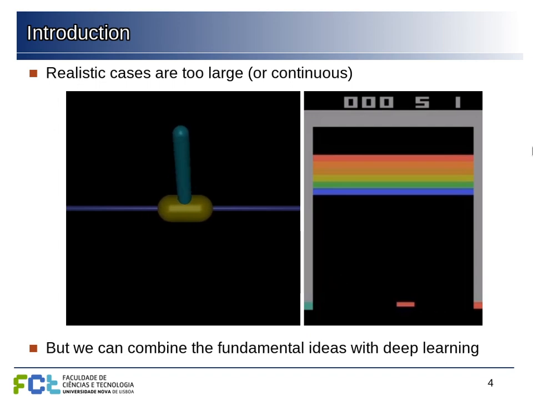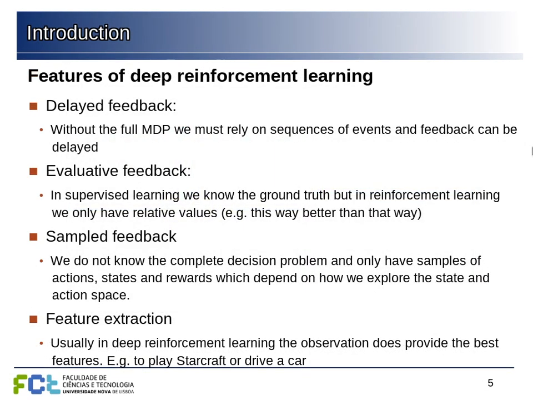So here we can combine these ideas that we saw previously with deep learning and solve this problem with neural networks. Now, the features here when we are using deep reinforcement learning would be that we have some delayed feedback. We cannot look at the whole Markov decision process, but we have sequences of states and actions, and eventually we get rewards. So once we have that information, that can be used to propagate or to inform the network about the rewards.